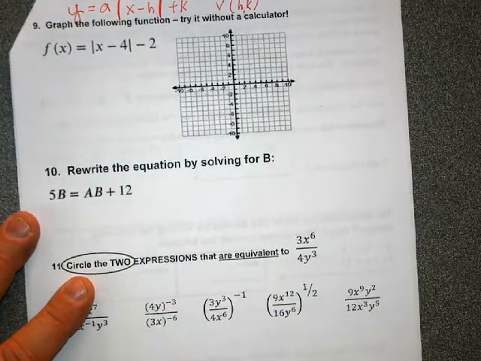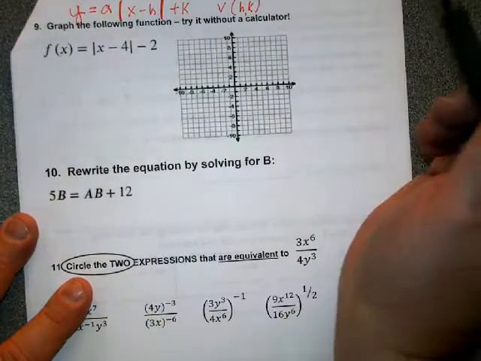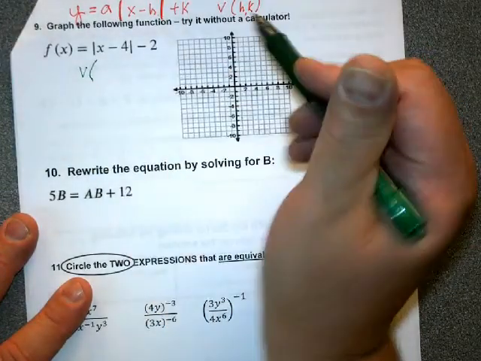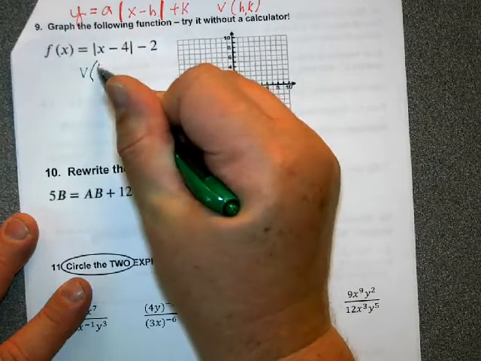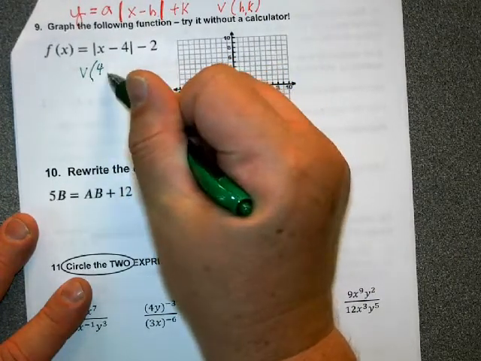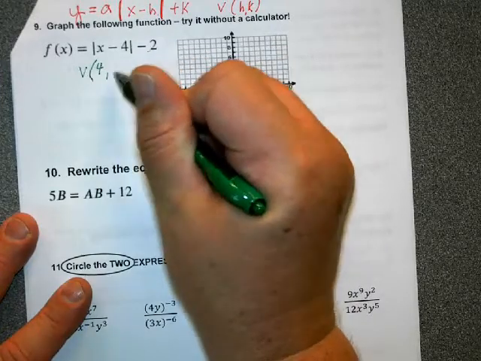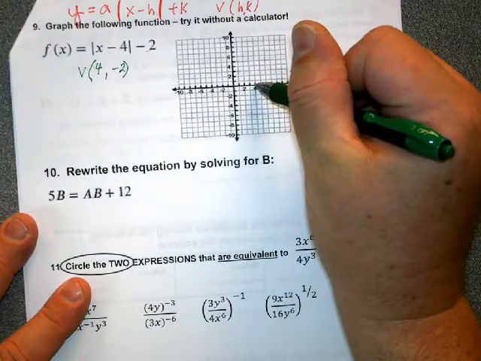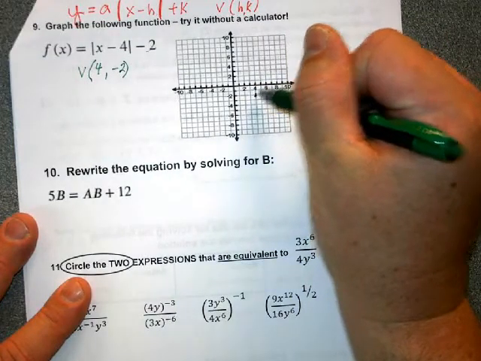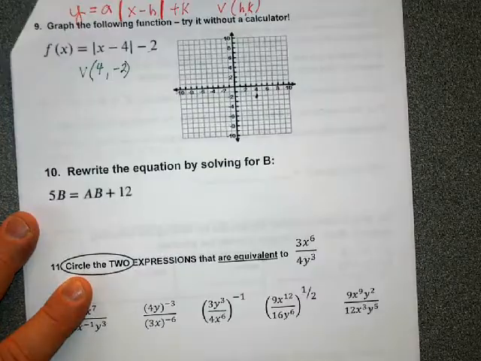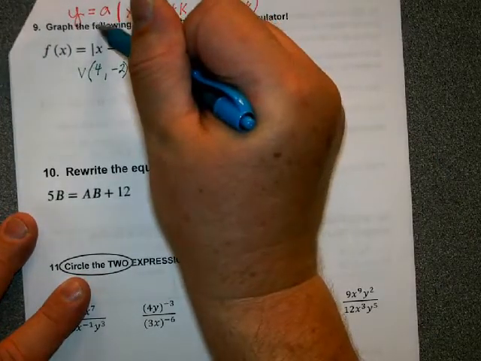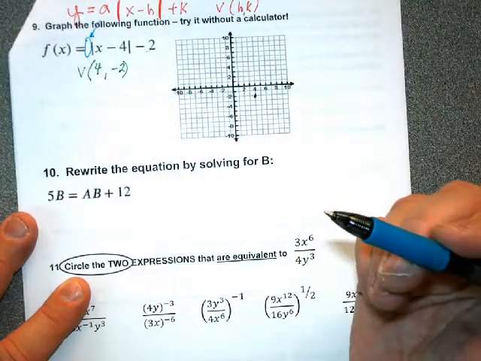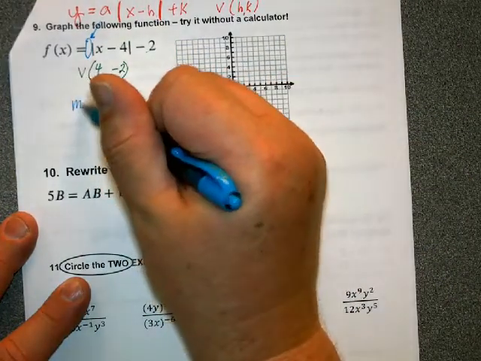So if I'm looking at this, my vertex is opposite the sign, so 4 is my h. My k is the same sign, -2. So I got (4, -2) as my vertex. My slope here, my a, there's nothing there, so it has to be 1, right? My slope has to be 1 or 1 over 1.